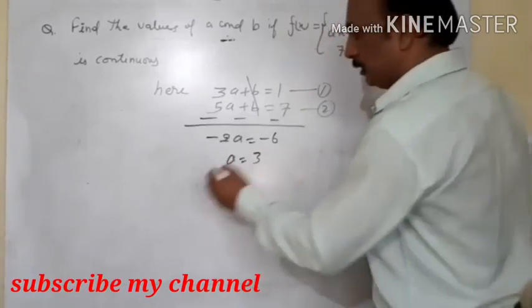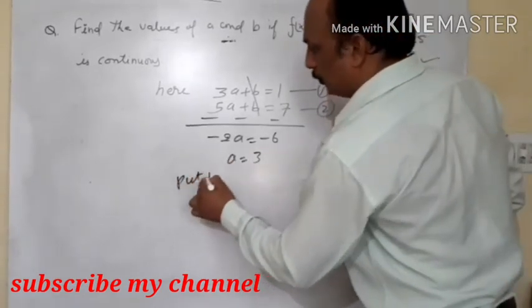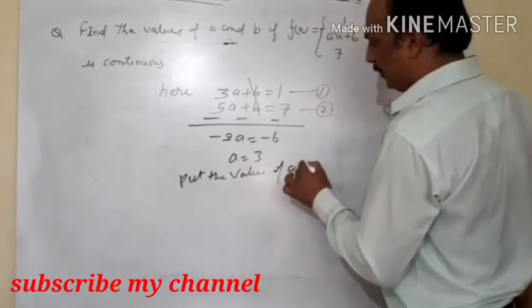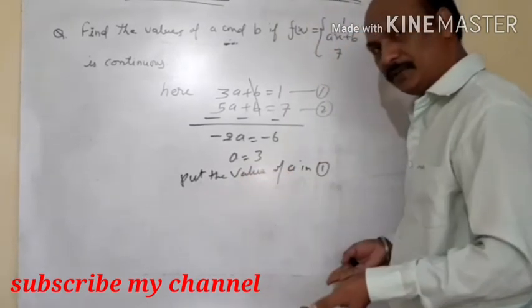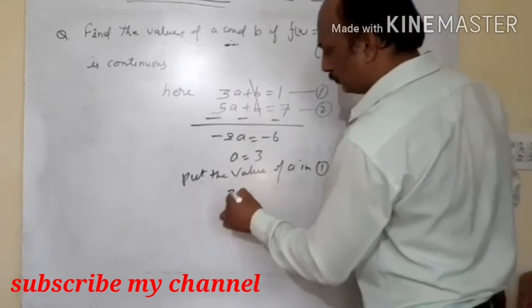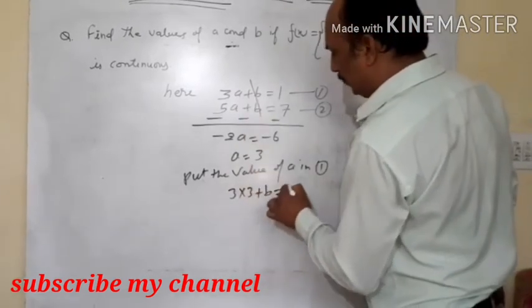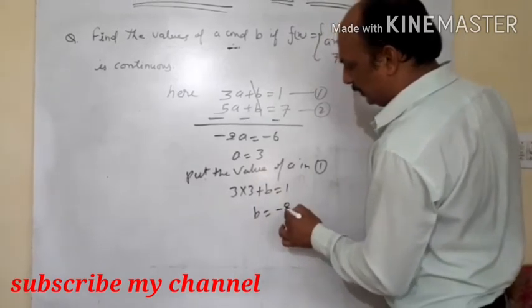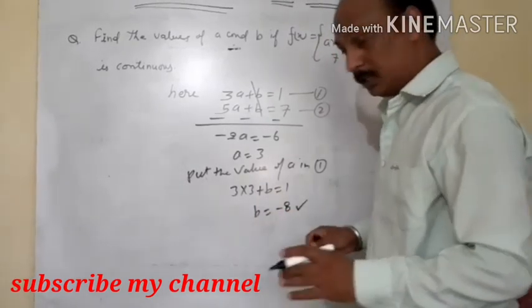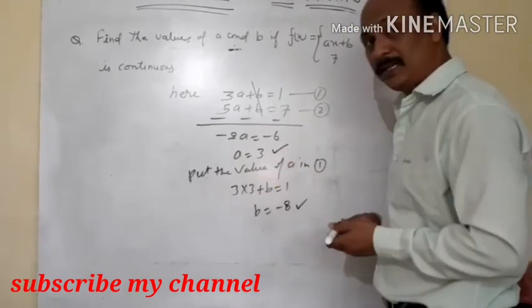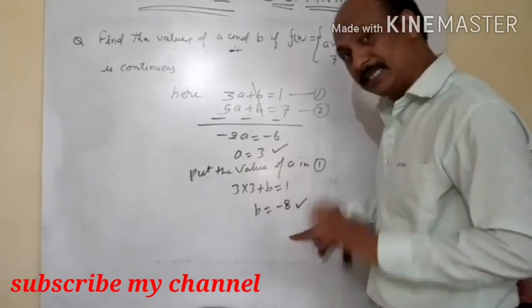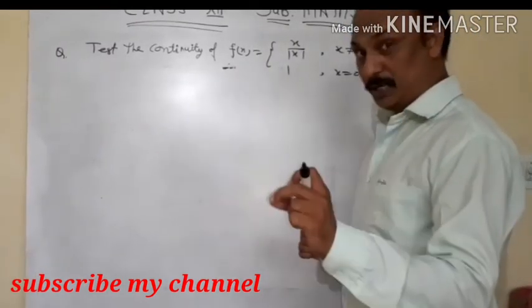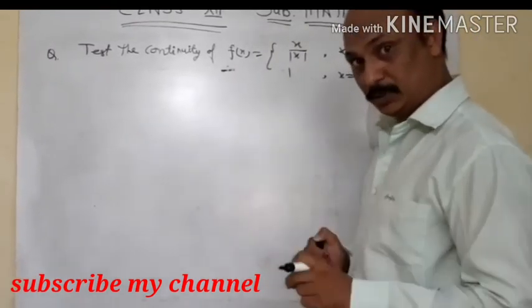So a is equal to 3. Okay then, put the value of a in equation first, then 3 into 3 plus b is equal to 1. So b is equal to minus 8. Okay, so the values of a and b are 3 and minus 8. Is that clear? Yes, I am taking one question of our NCERT textbook.